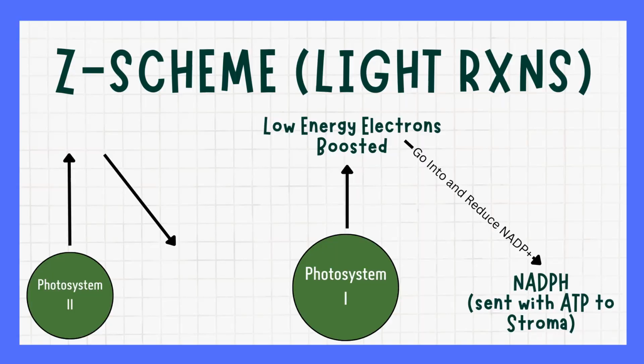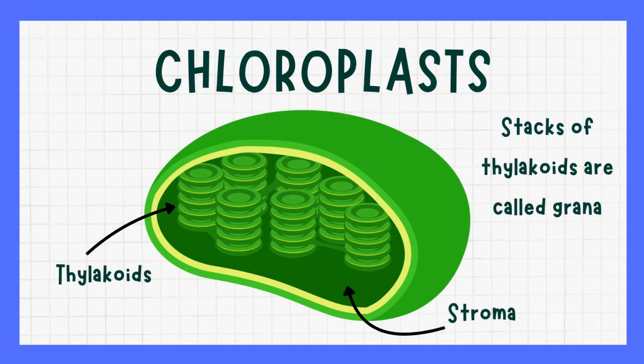These electrons, which are now boosted again, also come with hydrogen and go into NADP plus to reduce it into NADPH. NADPH now carries high energy electrons, and ATP also has energy from photosystem 2. These together now head over to the light independent reactions, or the dark reactions. This series of reactions is also called the Calvin cycle because the products eventually go back into the reactants and it restarts the cycle. These reactions occur in the stroma, which is like the liquidy part outside the thylakoids.